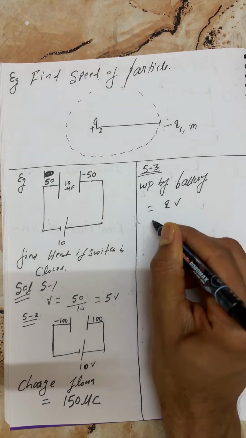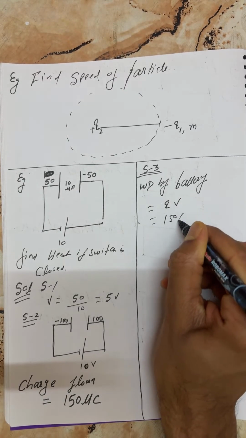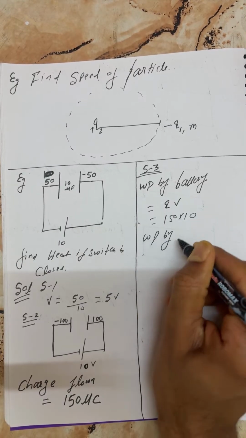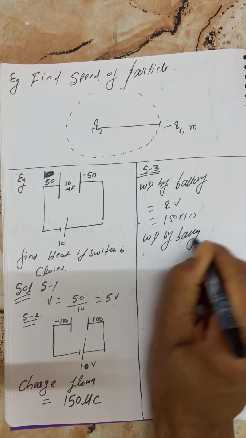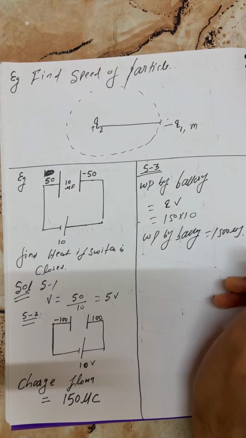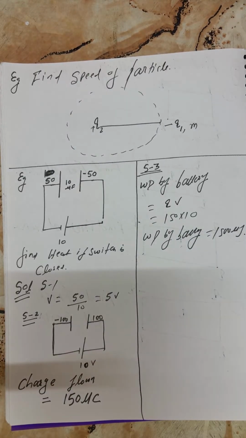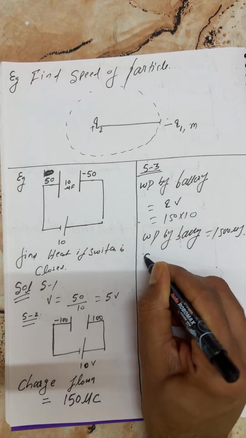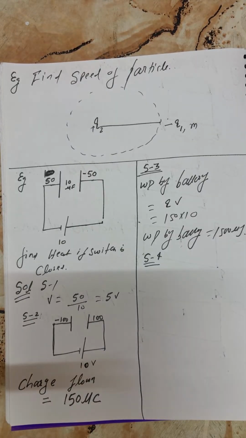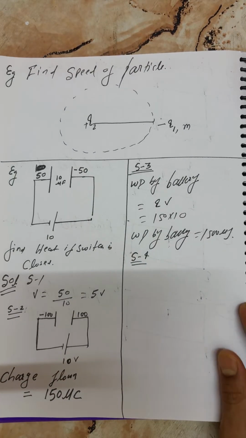So QV, you can say here, this is 150 into 10. Work done by battery is equal to 1500 microjoule. Super. Now, beta, have a look here. Step 4, to find heat.